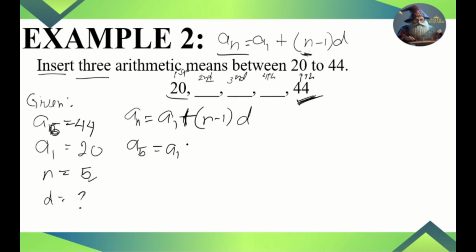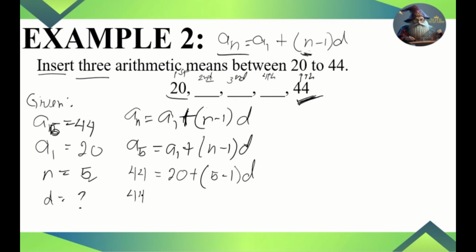So, a sub 1, i-rewrite lang natin ulit, d. Okay? So, a sub 5 is 44, is equal to a sub 1. What is a sub 1? That is 20. Plus, what is n? N is 5 minus 1, d. Okay? So, therefore, 44 is equal to 20 plus 5 minus 1, that is 4. 4 times d, 4d.